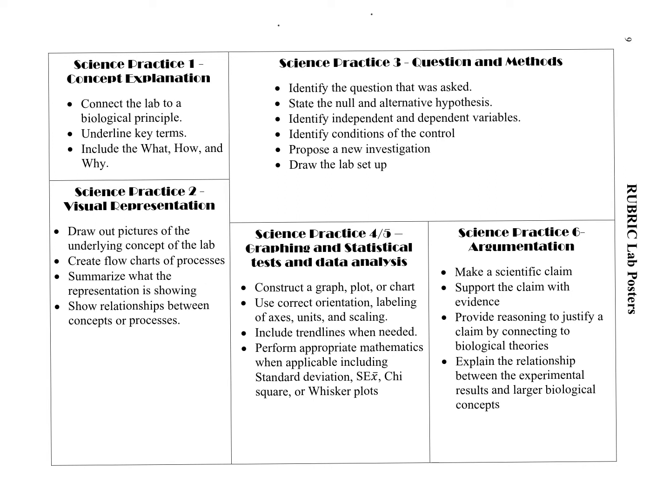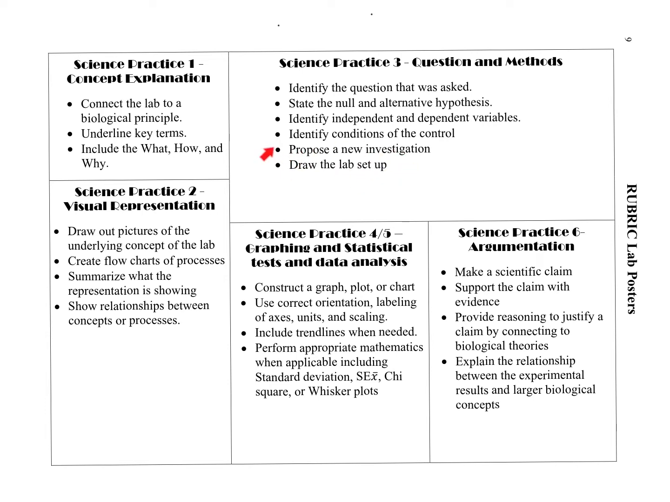In Science Practice 3, this is your lab design part. So you're going to identify the question that was asked, and you can get this from the pre-lab. You're going to state your null and alternative hypothesis. You're going to identify the independent and dependent variables. You're going to identify the control. You're going to propose a new investigation. And you're going to draw the lab setup.